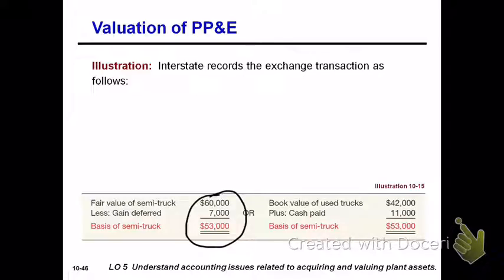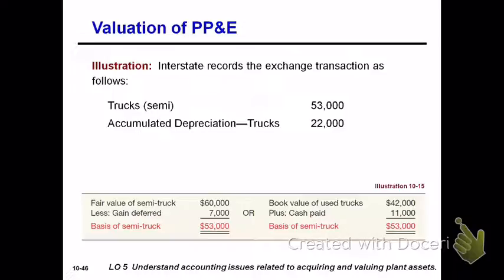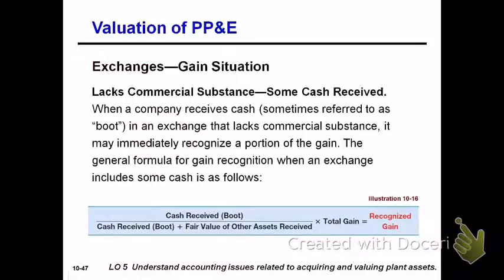The other way you could look at this is that the book value of the used trucks was $42,000, plus we paid $11,000, so the basis is $53,000. So we put the new truck on at 53, we take the accumulated depreciation and the old trucks off the books and show the cash, and there's no gain or loss represented. If you have a gain situation, there's a lack of commercial substance and some cash is received, we have to make an estimate of what percentage of the transaction is boot or cash.